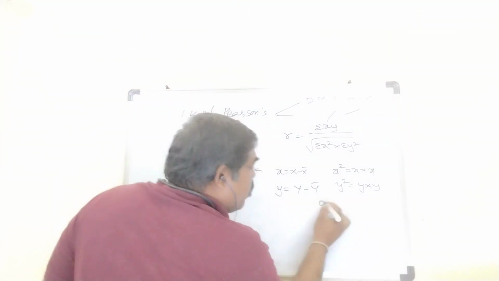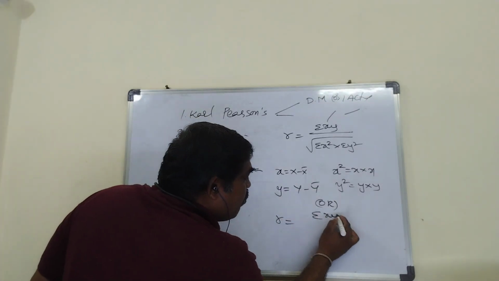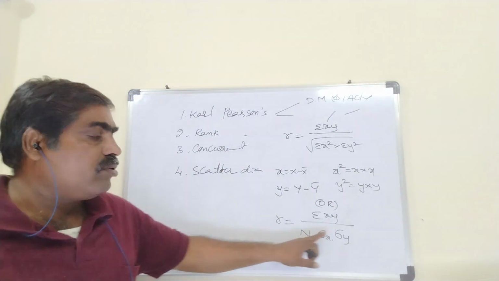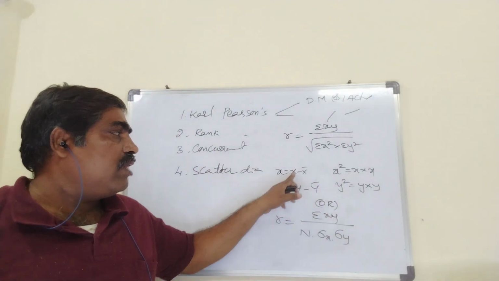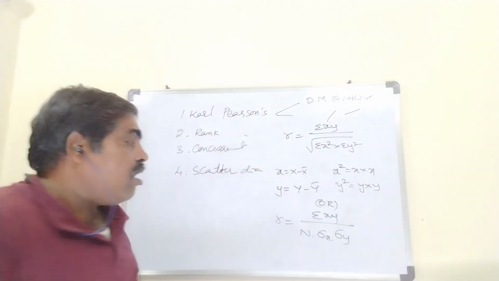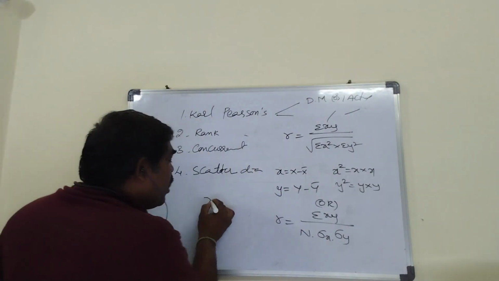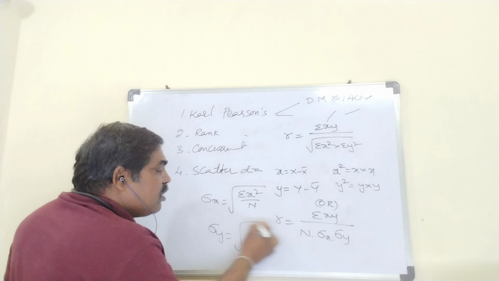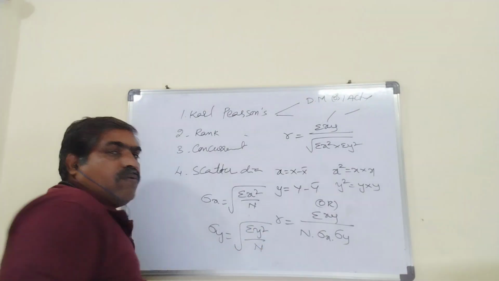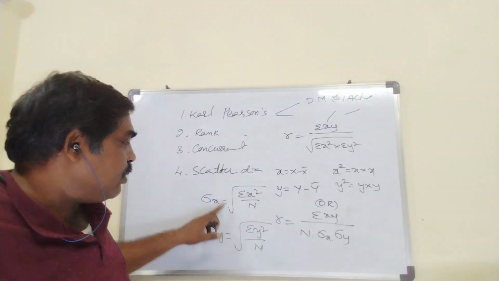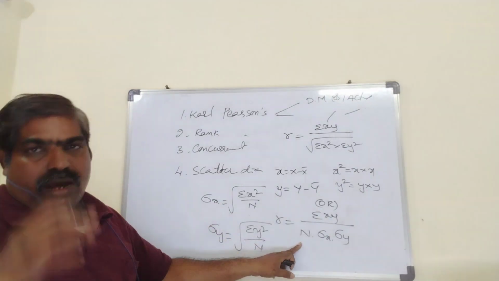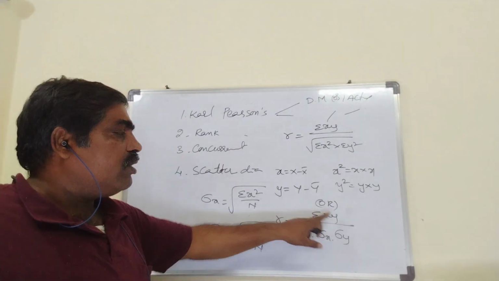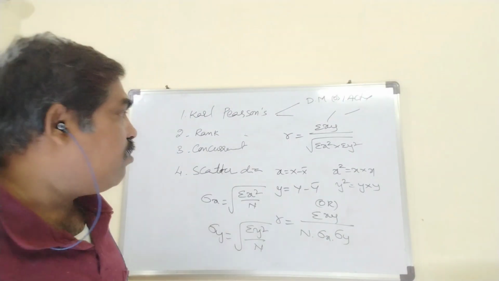Another formula for this is R equals summation xy divided by n into sigma x into sigma y, where x is X minus x bar and y is Y minus y bar. How to find the standard deviation? Sigma x equals under root summation x square by n, and sigma y equals under root summation y square by n. First we calculate sigma x and sigma y, then n, the number of observations given. That is the whole formula: summation xy by n into sigma x into sigma y.